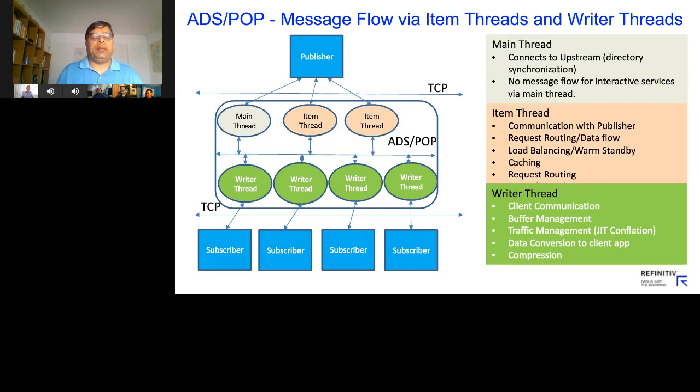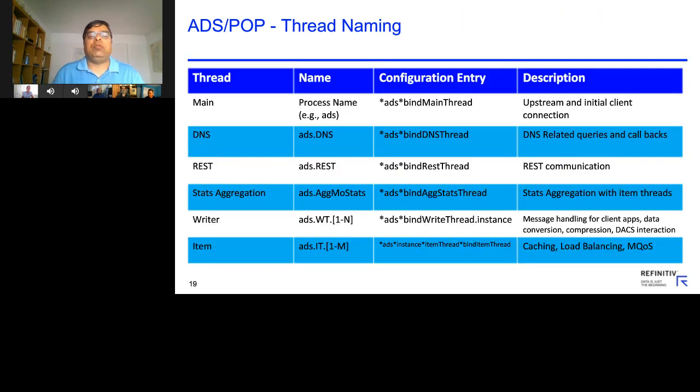And then beginning with Linux 6.x, we have thread names. So if we do top, for example, you can see an ads.dns or an ads.wt.instance or an ads.it.instance. So it becomes easier to see which thread is taking up resources. So that's the main usage of that. And we also have configuration entries to do any thread binding through the pop.cnf.